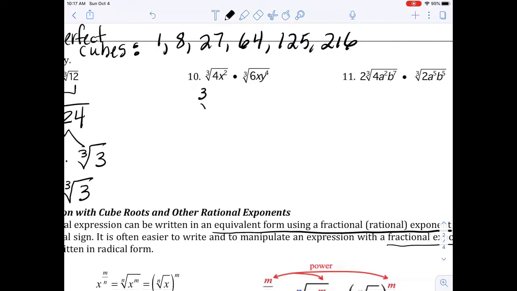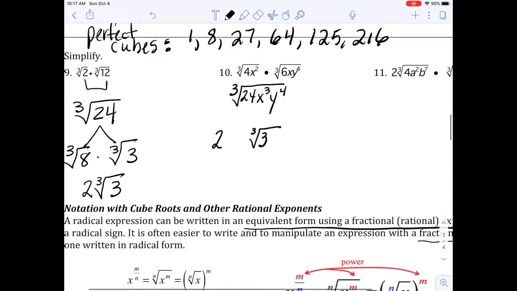Number 10, multiply everything inside and you're going to get the cube root of 24 x cubed y to the 4th. Now we just broke down cube root 24, so we don't have to do it again. We already know that there is going to be a 2 outside and a 3 inside, right? That's what we got. The cube root of x cubed is x, and the cube root of y to the 4th is 1y with 1y left inside.